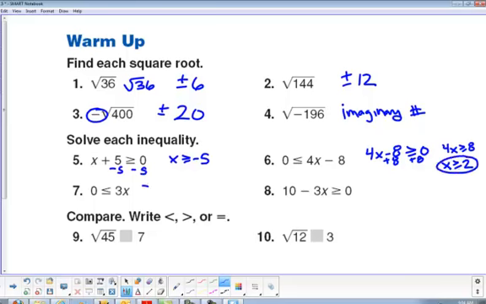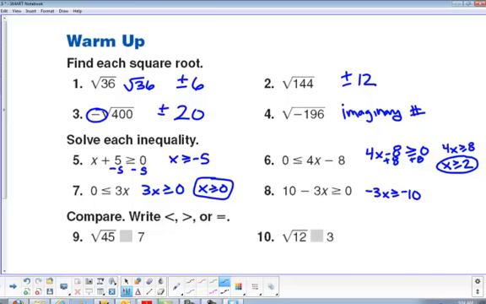Same thing here. If you get your x on the left and write the Pac-Man in the proper way, it's going to make it a lot easier to graph these two. So when you divide by 3, you get x is greater than or equal to 0. And then you would subtract 10. So we have negative 3x is greater than or equal to negative 10.